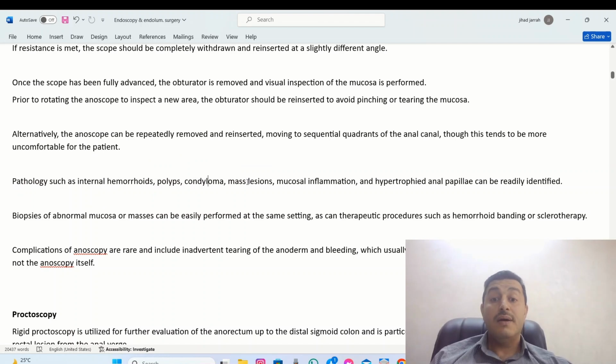What the anoscope can help us with is to document different pathologies such as internal hemorrhoids, polyps, condyloma, mass, mucosal inflammation, and hypertrophied anal papillae. Also, biopsy can be performed of any abnormal mucosa or mass. Some therapeutic procedures such as hemorrhoidal banding and sclerotherapy can be done with no sedation, with no bowel preparation, as outpatient by using the anoscope.